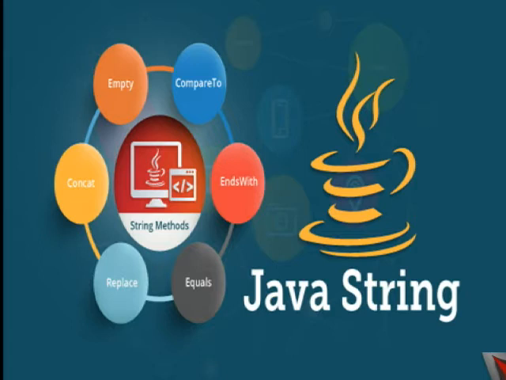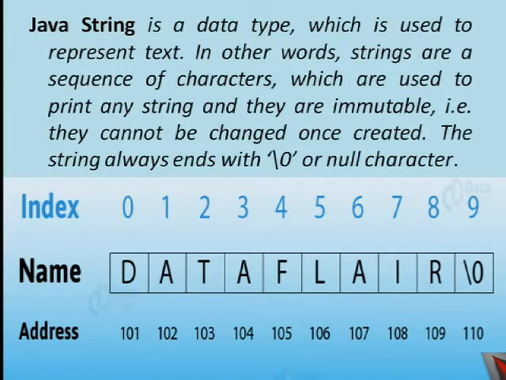Till now, we have discussed data of numerical or fractional form or even characters. But today we will talk about the string type. So a Java string is a data type which is used to represent text. In other words, strings are basically sequences of characters, and they are immutable, that is, they cannot be changed once they are created.